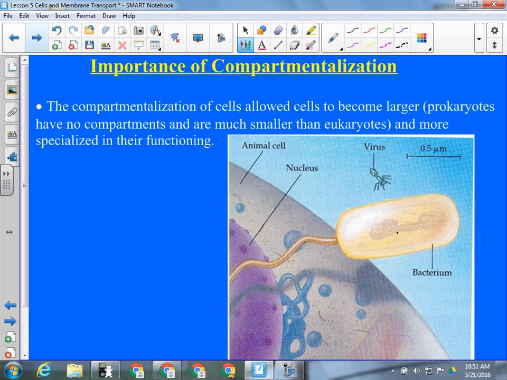All right. So keep this word in mind here. Prokaryotes. Okay. Those are the ones that have no compartmentalization.